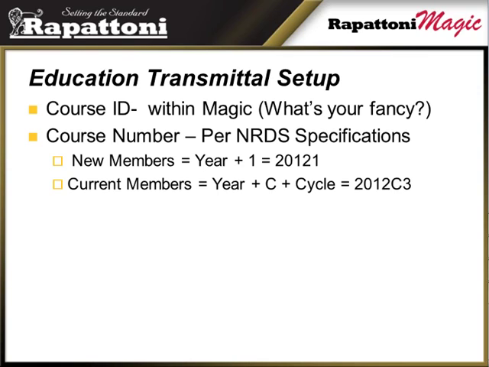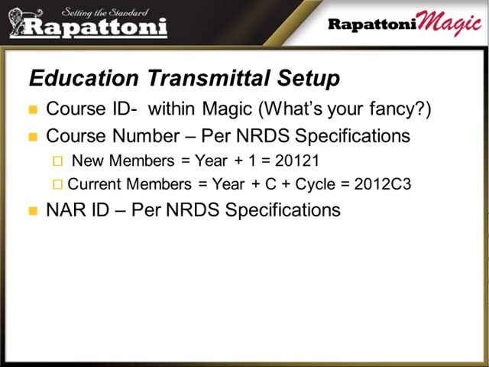For current or continuing members, it'll be the year, the letter C, and the number of the cycle you're in. The cycle is which quadrennial we're working in. So far, there have been 3. This is the 3rd cycle. So for 2012, your number would be 2012, C, the number 3.